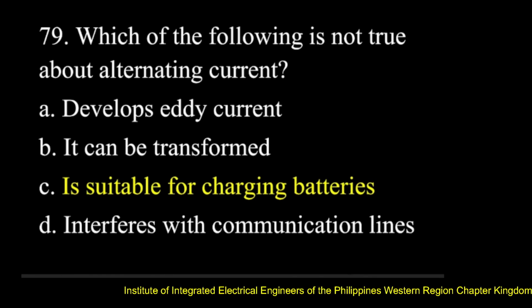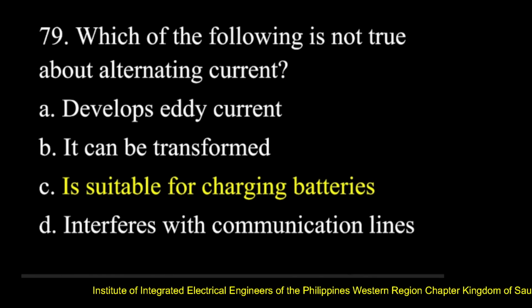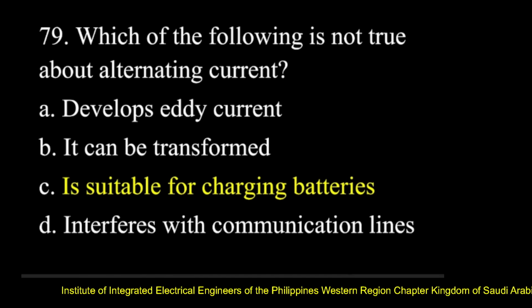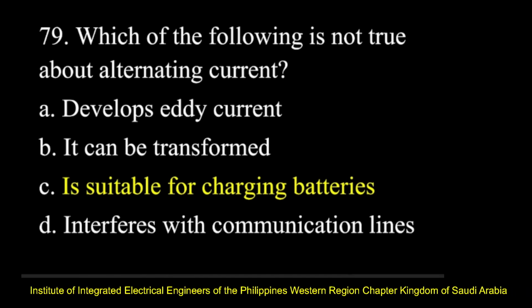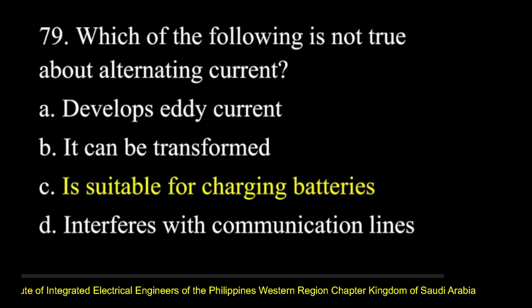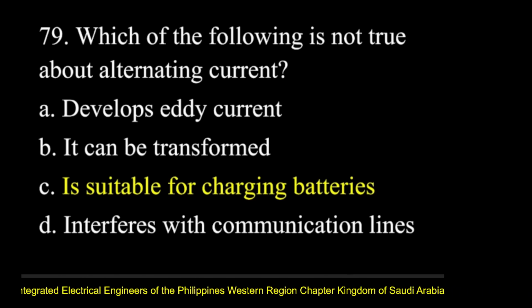Which of the following is not true about alternating current? A. Develops eddy current. B. It can be transformed. C. Is suitable for charging batteries. D. Interferes with communication lines.